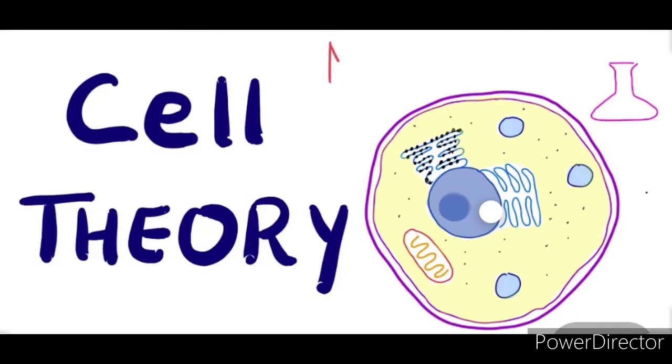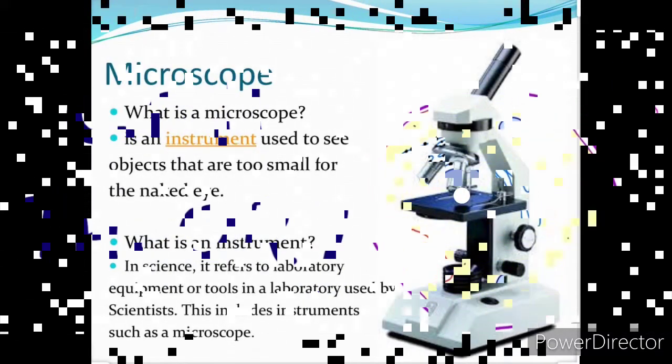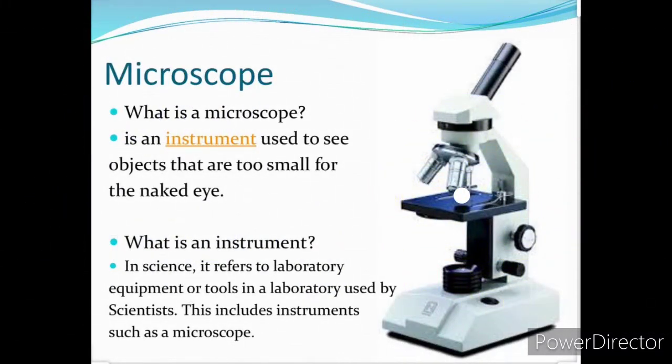Let us talk now about the cell theory. What is the cell theory? Until the 1600s, no one knew cells existed because there was no way to see them. But the invention of the first microscope allowed people to look at very small objects. A microscope is an instrument that makes small objects look larger. Over the next 200 years, this new technology revealed cells and led to the development of the cell theory.